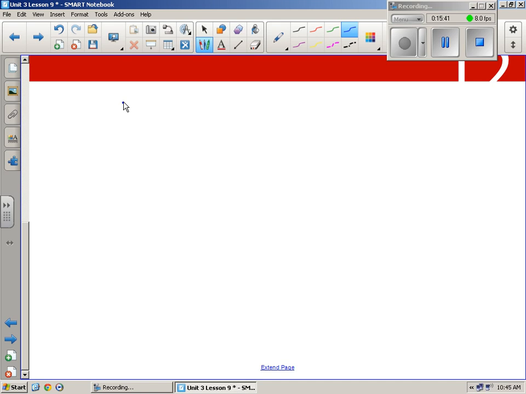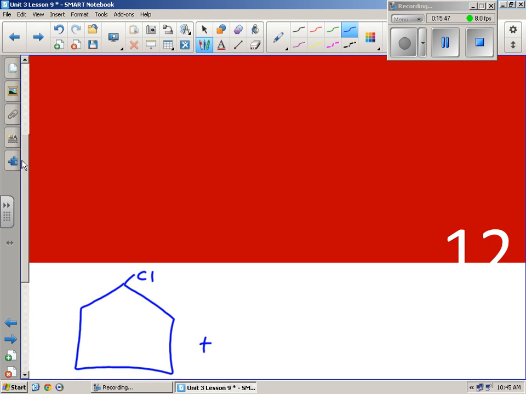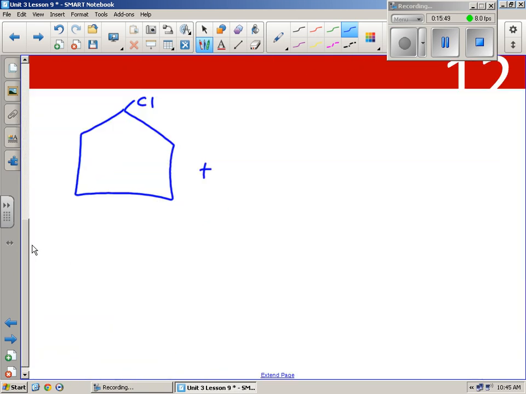Chlorocyclopentane. I'm going to put my chloro here. And what is it? Potassium hydroxide. So potassium hydroxide, strong base. What are my products going to be?